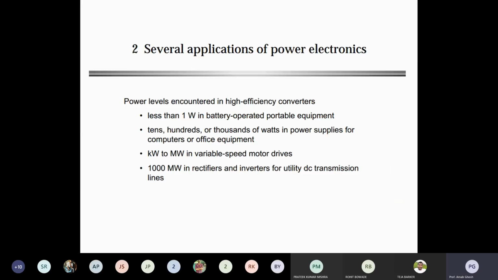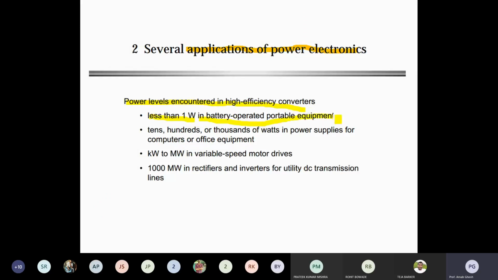Okay, so now the several applications of power electronics. What are the most important applications? You can know already, I have already discussed the application range. So you can see the power level. So what are the power electronics applications? The power level encountered in the high frequency converter is less than 1 watt in battery operated portable equipment.